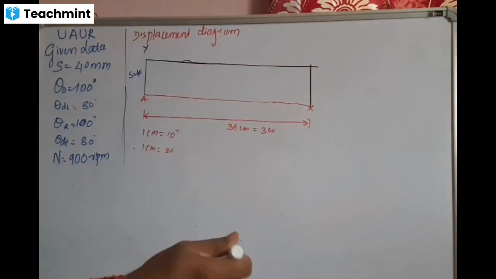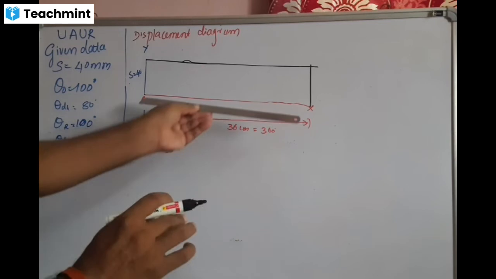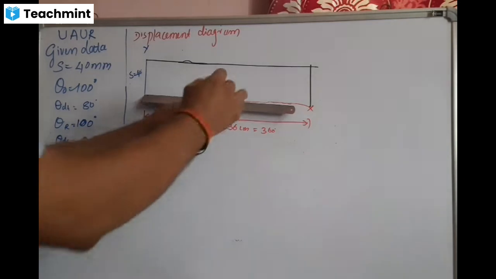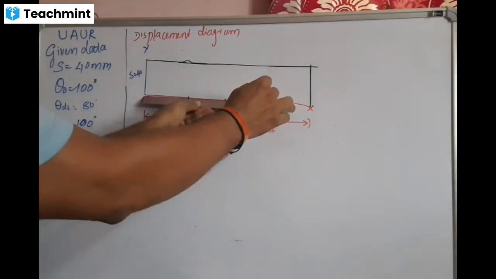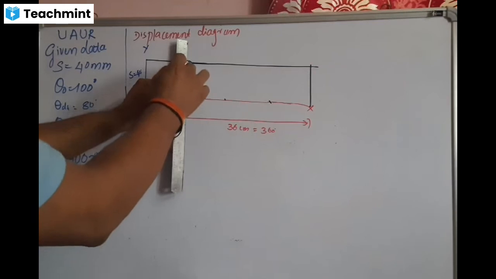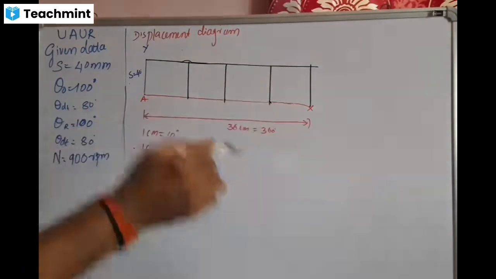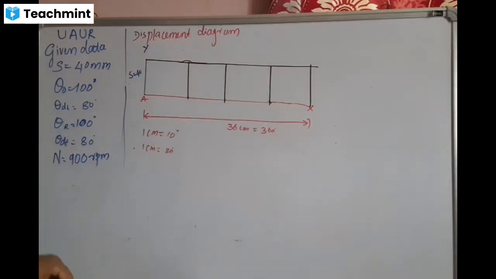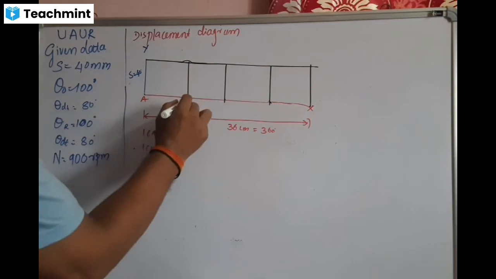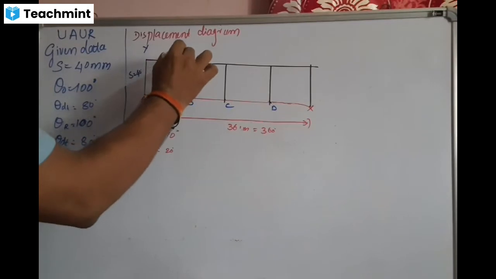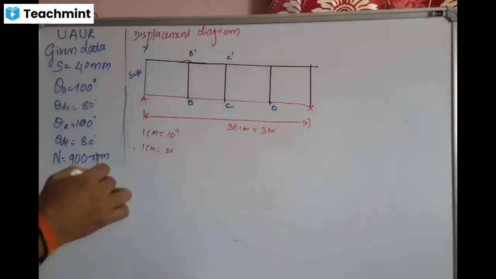Now divide this AX line as angle of outstroke, angle of dwell, and angle of return stroke. Outstroke is 100 degrees, so we'll go for scaling here. Dwell is 80 degrees. Again return is 100 degrees. Now let us put the names here: A, B, C, D, X. This is B dash, and this is C dash. Right?